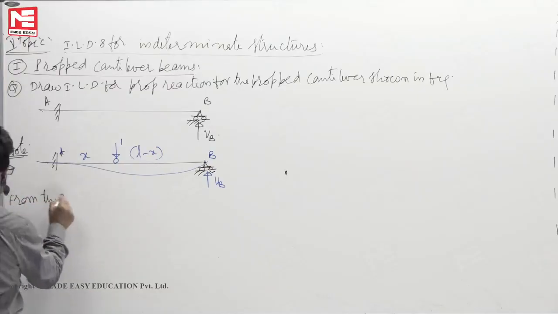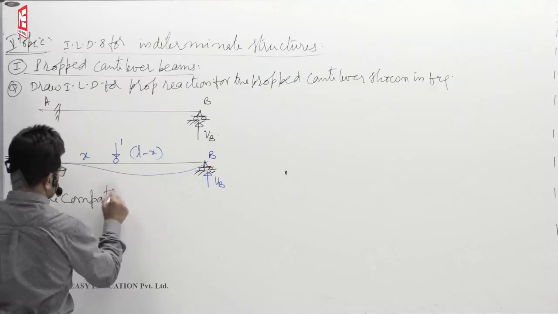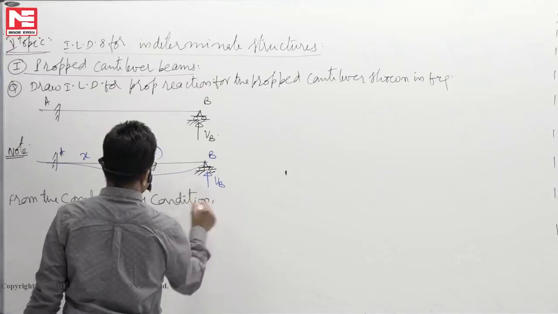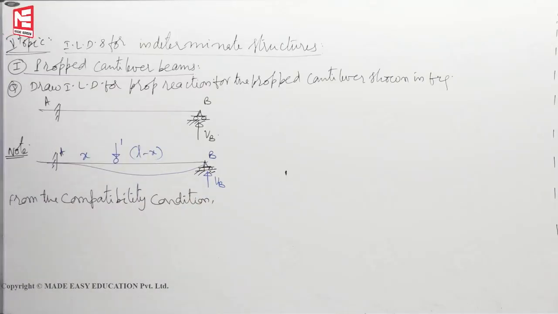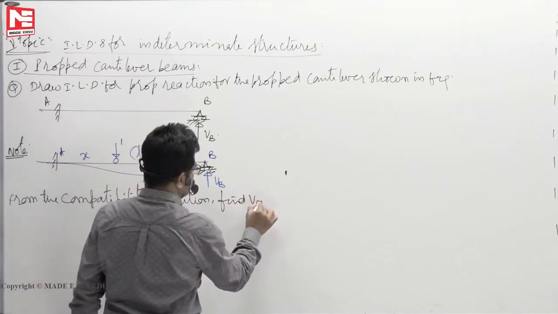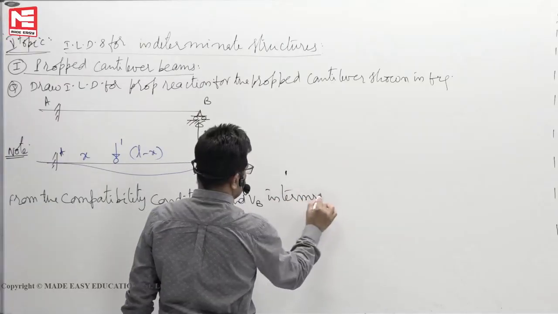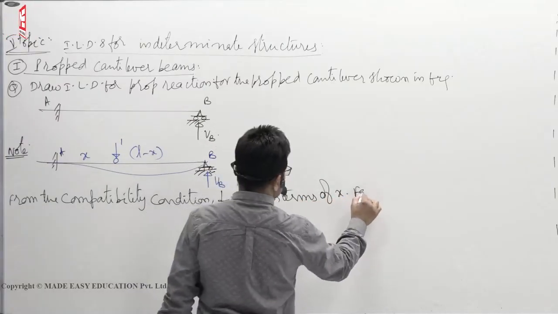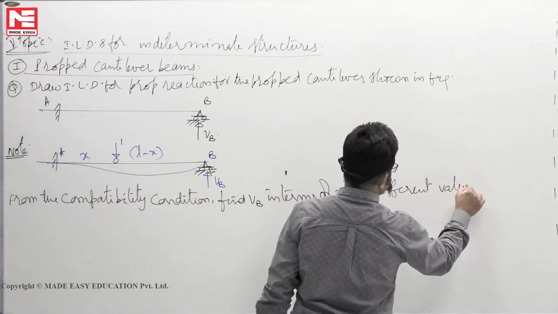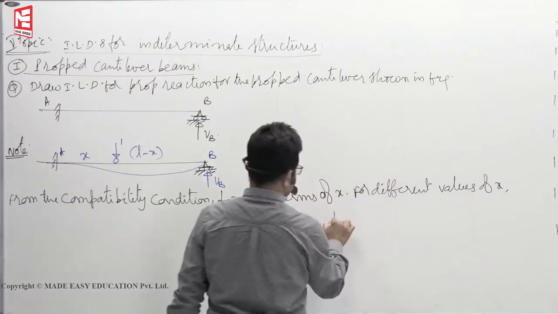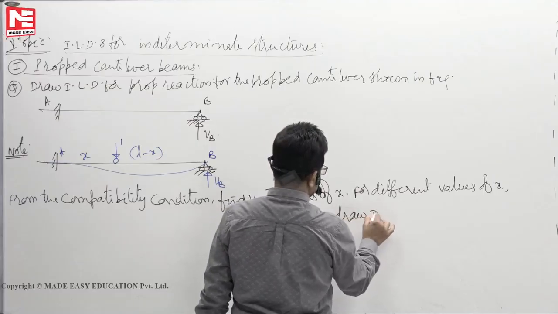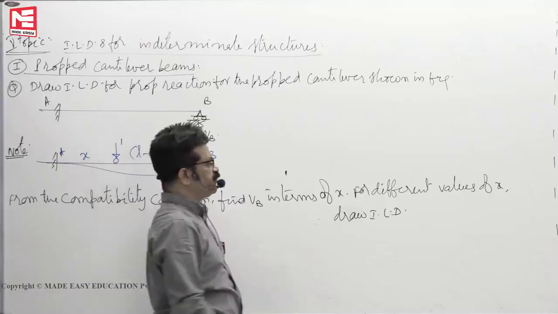This is the process. From the compatibility condition, find VB in terms of x for different values of x. Draw ILD. Draw influence line diagram for VB.